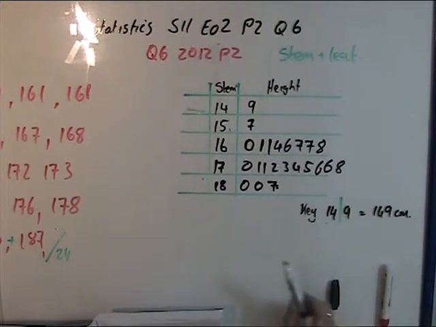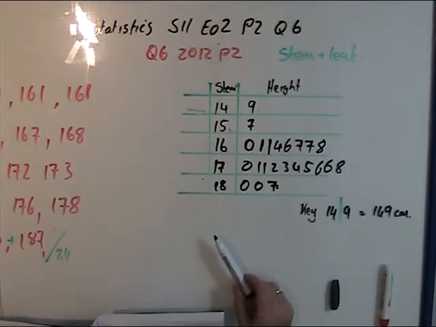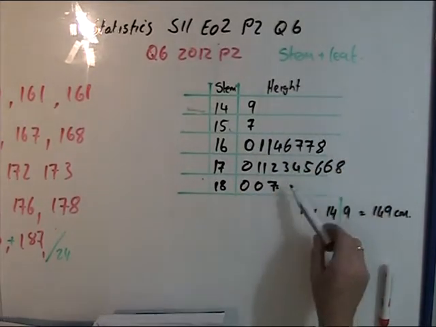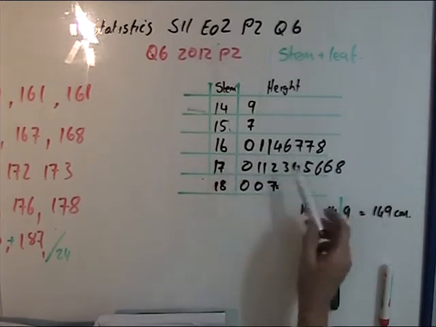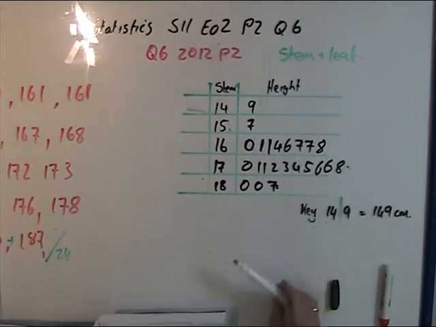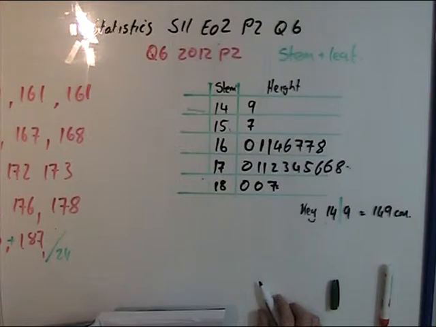So you can say the shape of the distribution is that it's starting to look like a leaf. The distribution lies around 16 and 17. The majority of the distribution lies around 17.